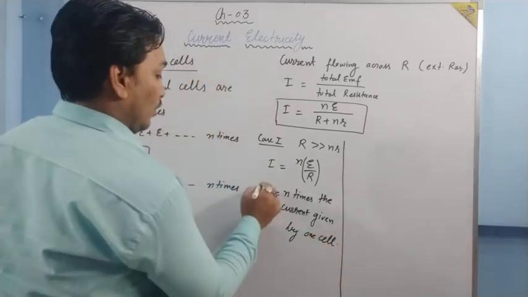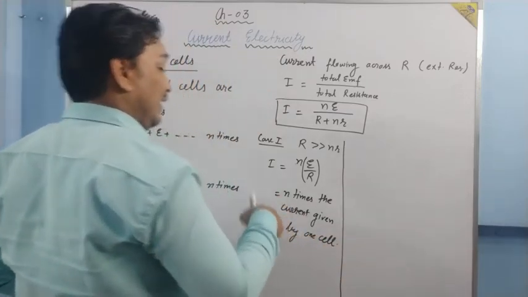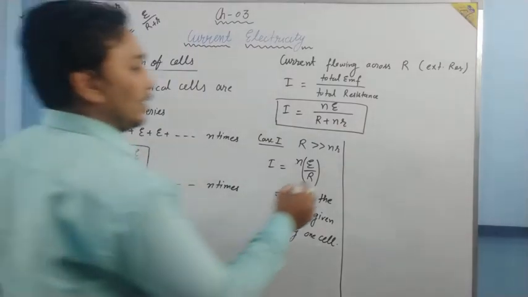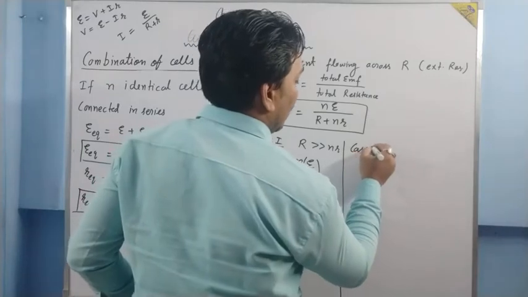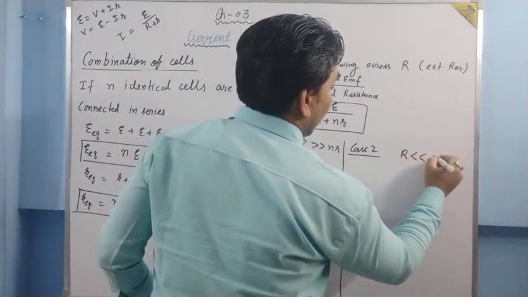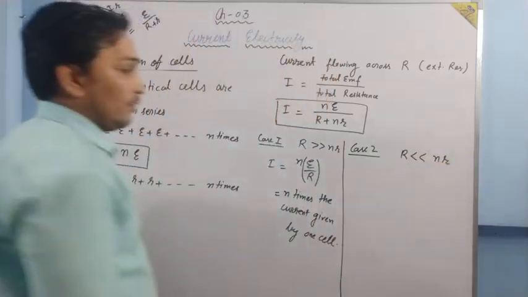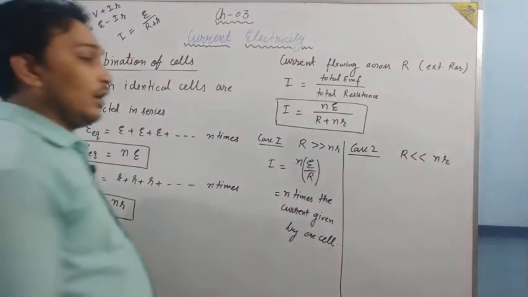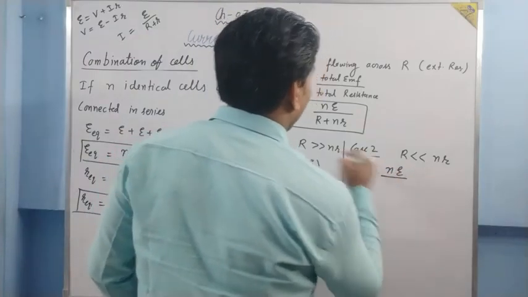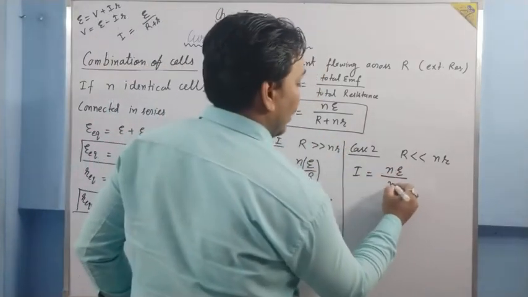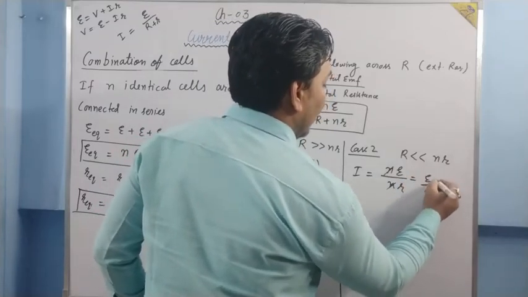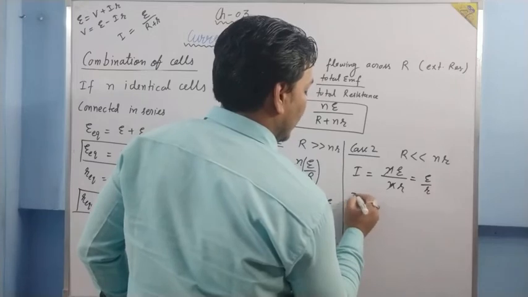Okay, so in this case the current is N times the current given by one cell. Case 2 is when small r is very less than capital R, that is, capital R is very less than NR. So in that case what will happen? Then I will be equal to NE upon, capital R is neglected, so we will have Nr, and N will be cancelled out, we will have E upon r. E upon r is the current given by one cell.